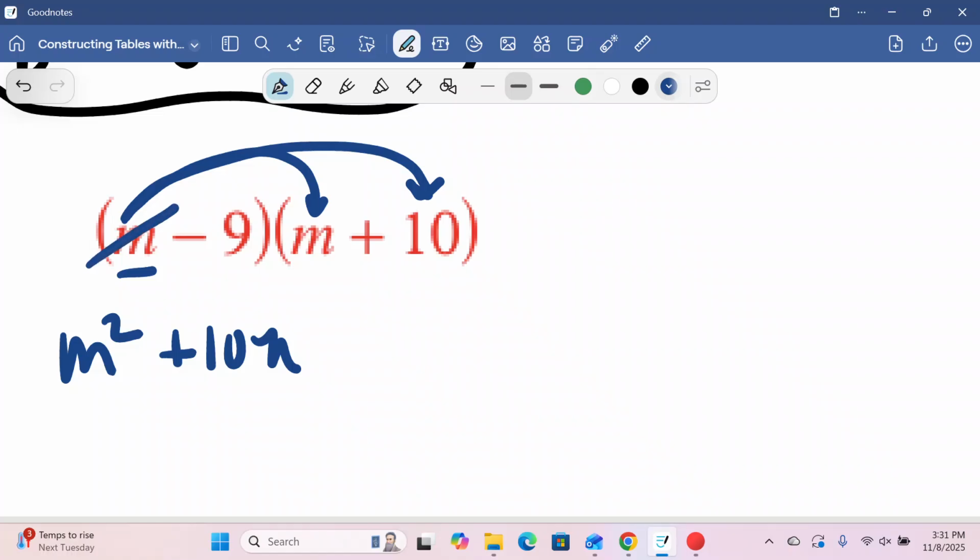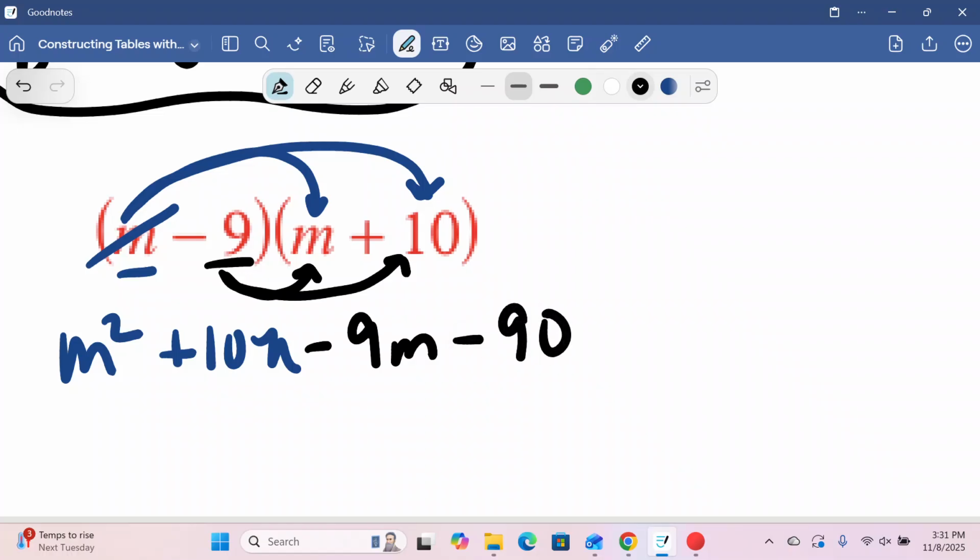I'm done with that, so I like to wipe it out. And then I go to the next one. I go negative 9 times m. It gives me negative 9m. And then I'm going to distribute the negative 9 into the 10, and I multiply it. Negative 9 times positive 10 gives me a negative 90.